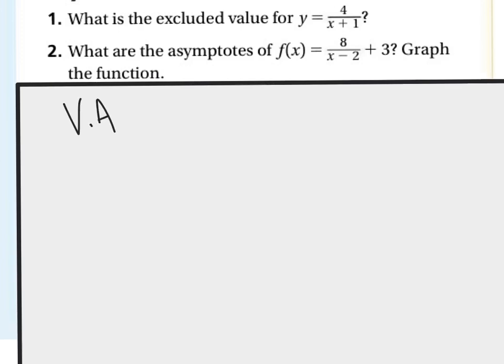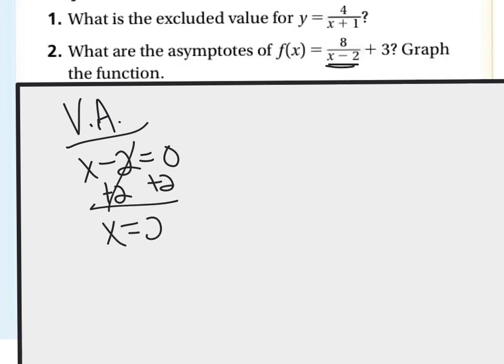So I'm going to go ahead and look at the vertical asymptote first. Our vertical asymptote involves the denominator. The denominator can't equal 0. So if x minus 2 equals 0, that's our vertical asymptote, which would be x equals 2. Make sure with your asymptotes that you put x equals or y equals and not just the number. It has to have an equation for it to be an asymptote. So x equals 2 is our vertical asymptote.